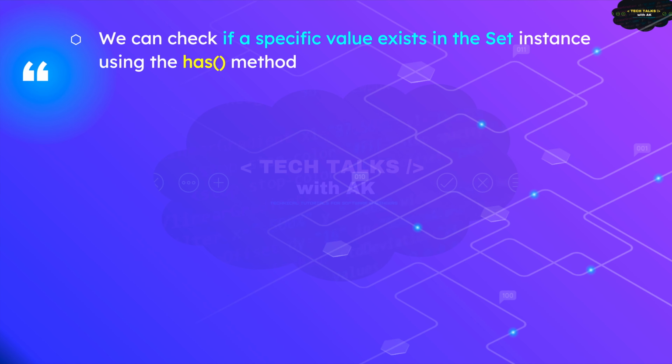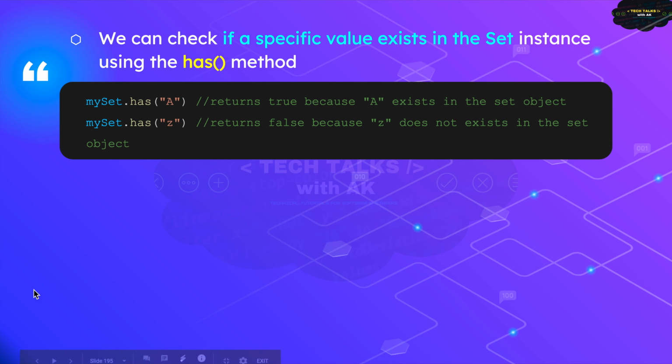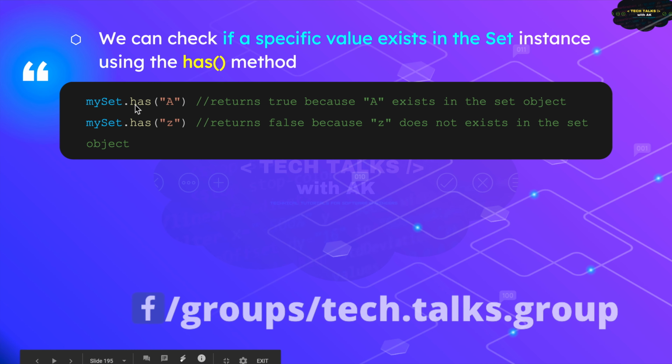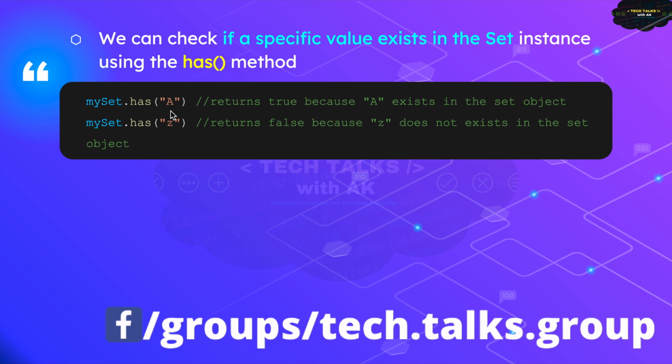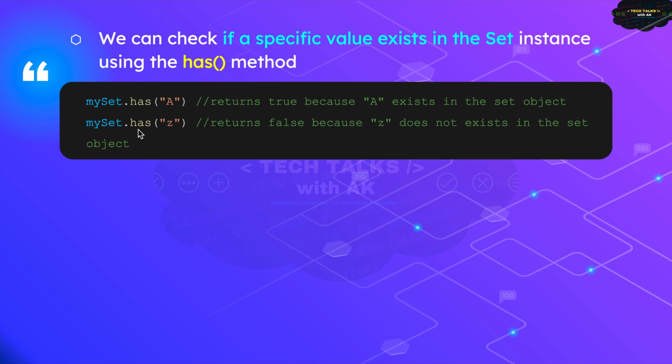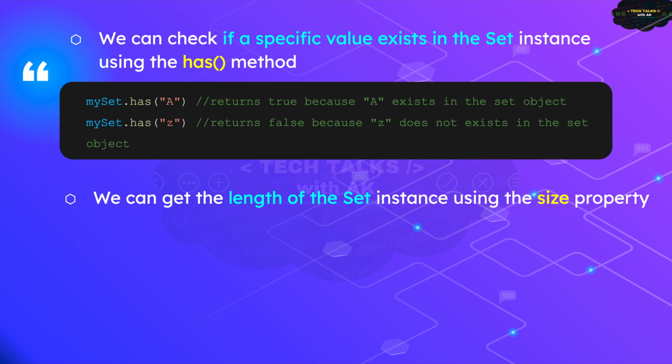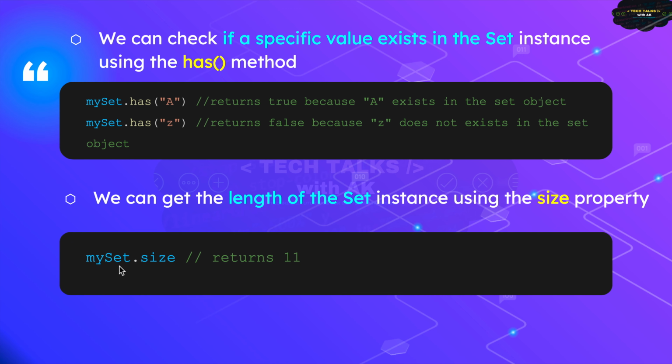We can also check if a specific value already exists in that set or not by using the has method. So example is, if we say mySet.has(a), it returns true because a is already available in mySet. If I say mySet.has(z), because z is not available in mySet, it will return false. We can get the length of a set instance using the size property. So for example, if I do mySet.size, it will return 11 because mySet has 11 elements in the set.